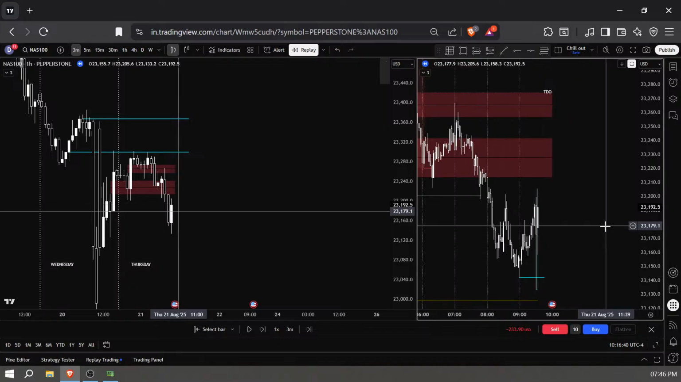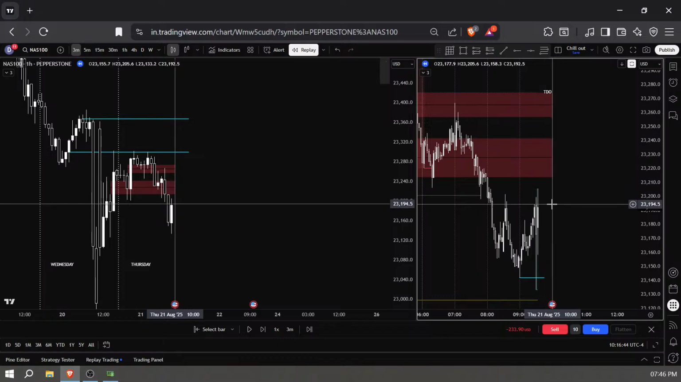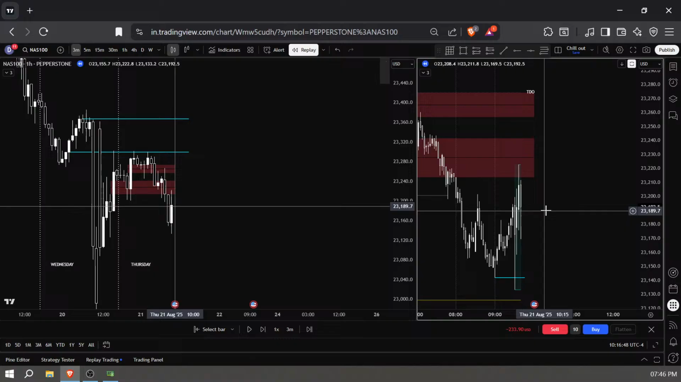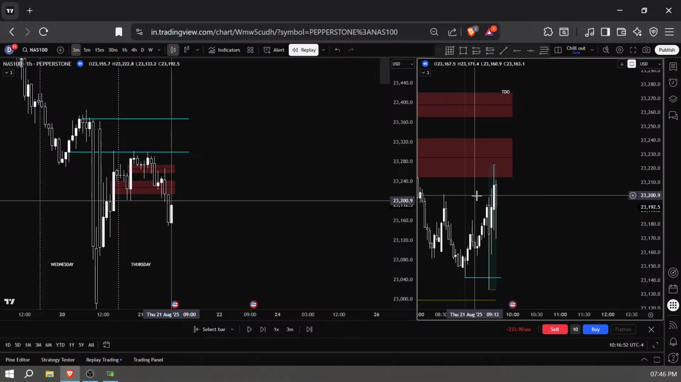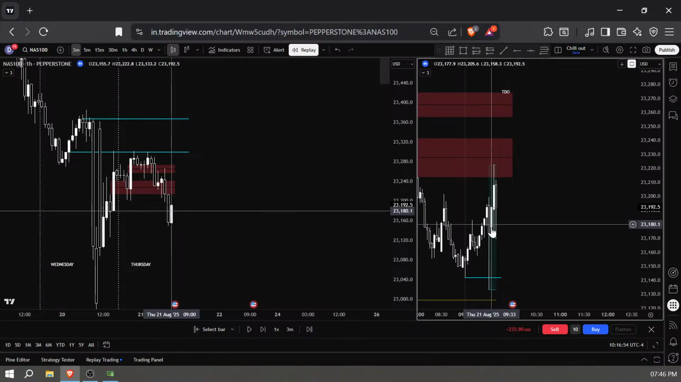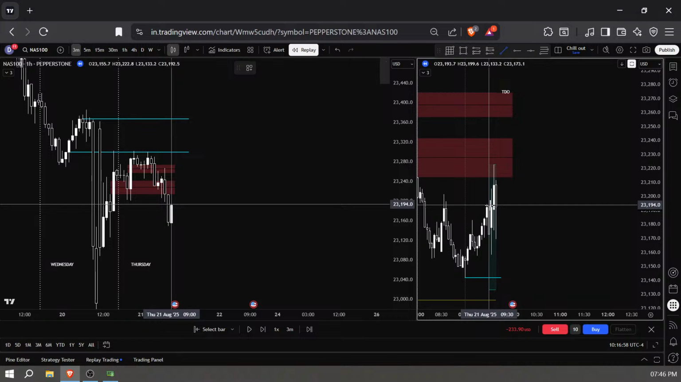Let's see what the New York session offers us. So this is kind of a higher high now. The high has been taken, right? The high has been taken. So this order block, the market has closed above this order block.